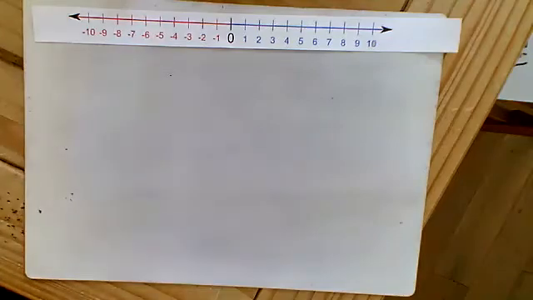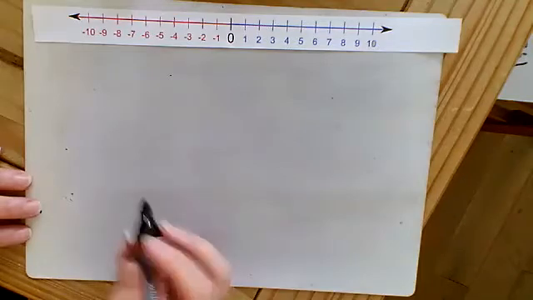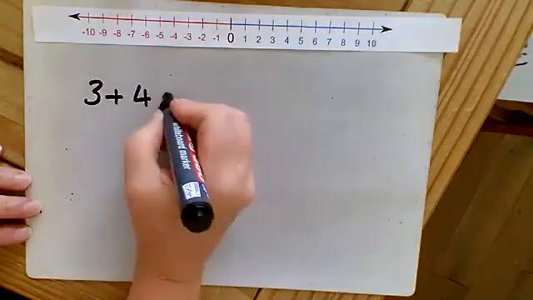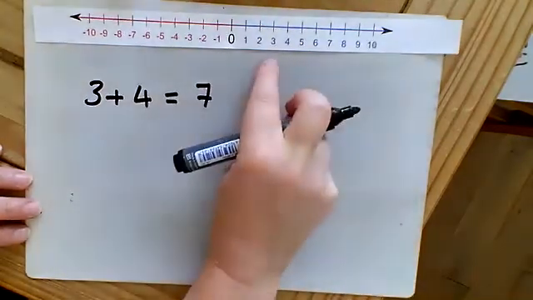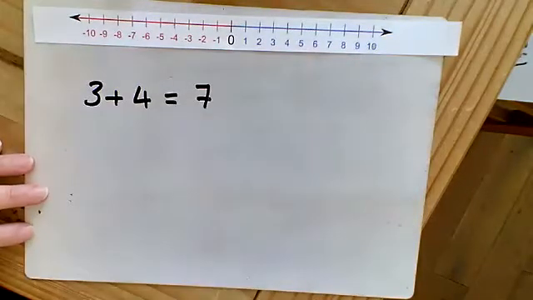So starting off with something really straightforward that I'm sure we can all relate to. If I have 3 plus 4, not too tricky, we know that's going to equal 7. Adding 4 to 3, I start at 3, plus 4 tells me I need to move up the number line.